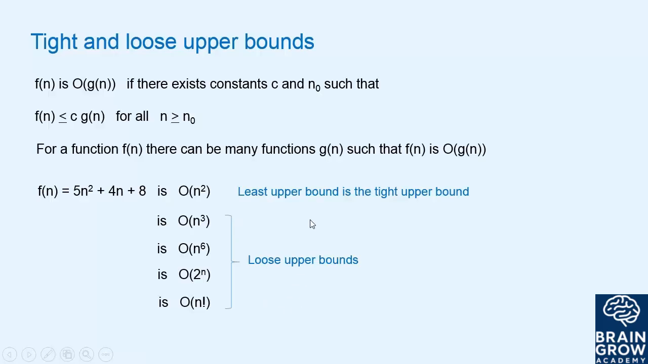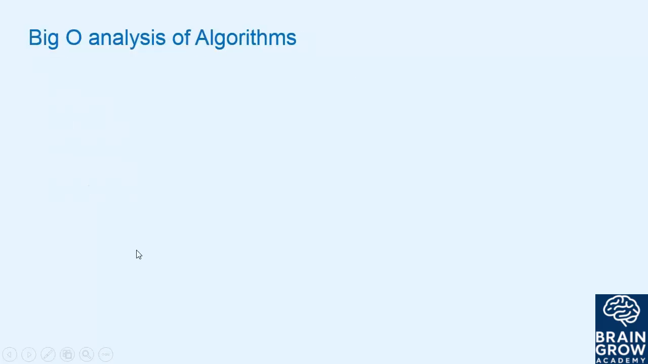The statement f is order of g will be informative only when the function g is the smallest possible function that satisfies the definition of big O. So our aim is to always provide the tight upper bound. The method that we saw in the previous lecture for finding big O will always give us the tight upper bound. Now in the next lecture, we will see how to analyze algorithms using big O.